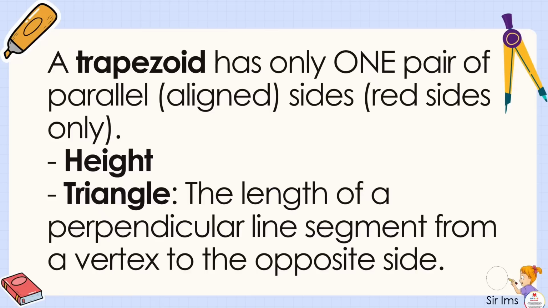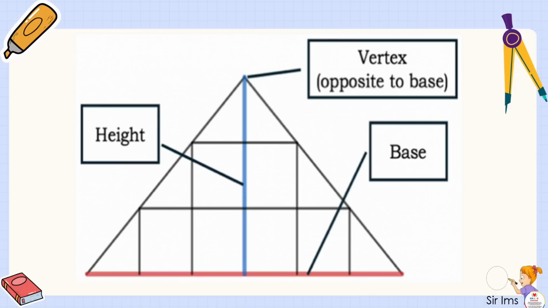In terms of height, for a triangle, it is the length of a perpendicular line segment from a vertex to the opposite side. We have a figure, or a model, for that. We can see here a triangle. The height is represented by the blue line, and the red line is the base. Opposite to the base is the vertex, the tip of the triangle.